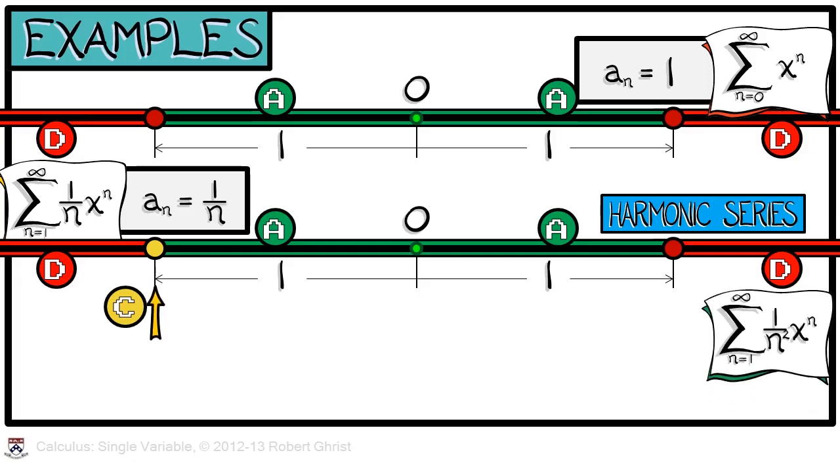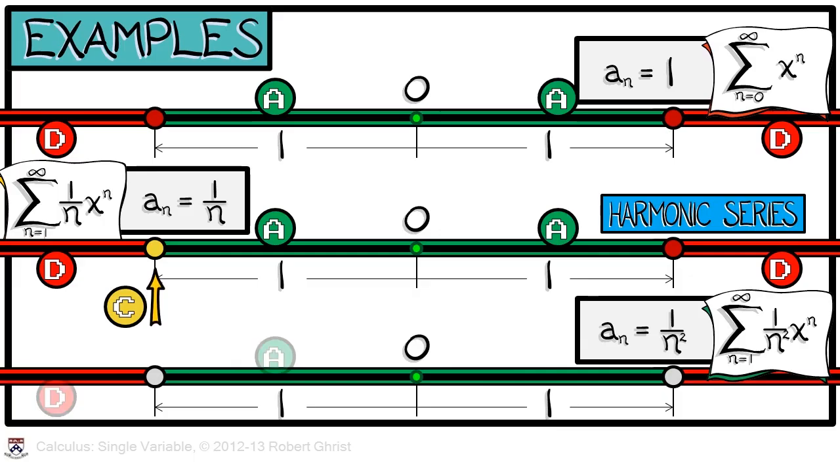If we consider the power series x to the n over n squared, where the coefficient is 1 over n squared, this also has radius of convergence equal to 1, but it converges at both endpoints and does so, therefore, absolutely.